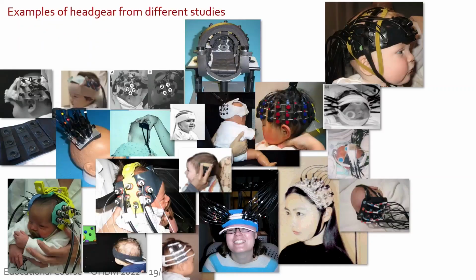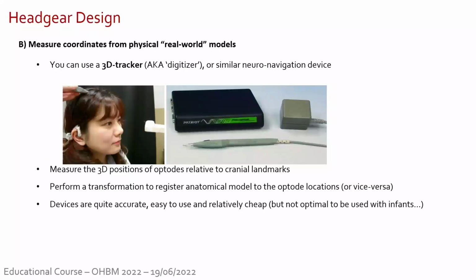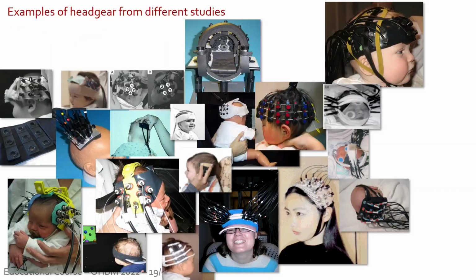I don't particularly advise using this one on infants, because even if it has a reference that corrects for motion, children just move too much. From my experience, it didn't work very well. And yeah, this is just an example of headgear from very different studies, so be creative, depending on what you're looking at, which brain regions you're interested in.